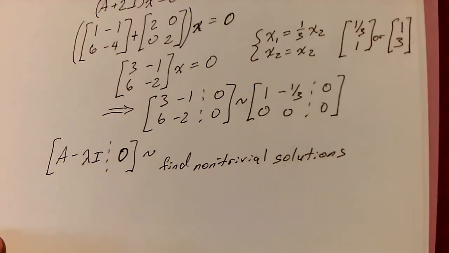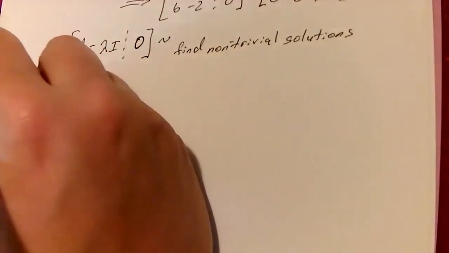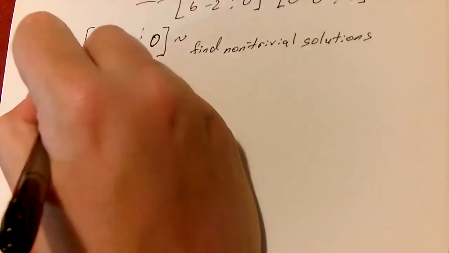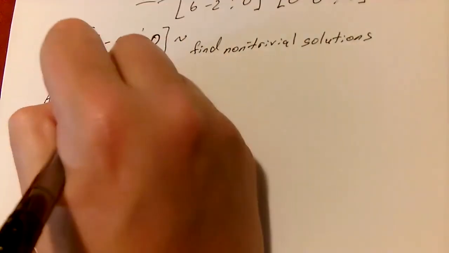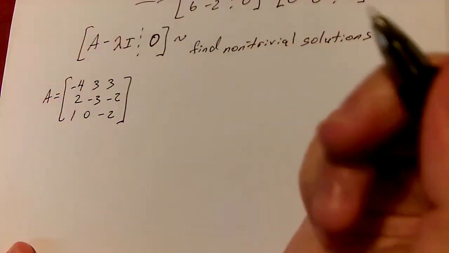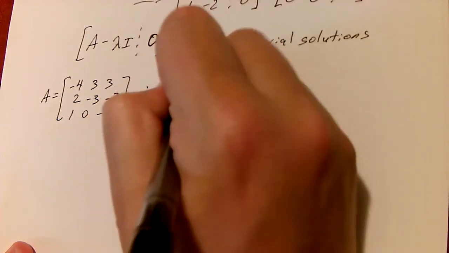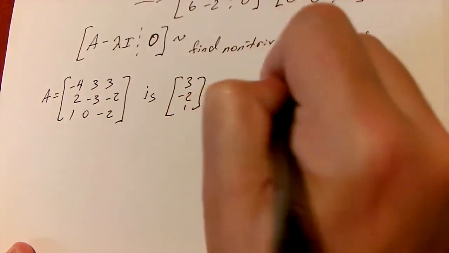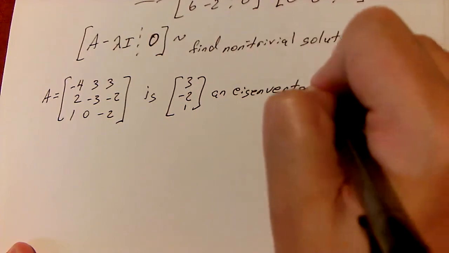So let's expand our repertoire here to a 3 by 3 matrix. So I'm going to have a matrix A. And this matrix A is [-4, 3, 3; 2, -3, -2; 1, 0, -2]. And I want to know, is the vector (3, -2, 1) an eigenvector of A?